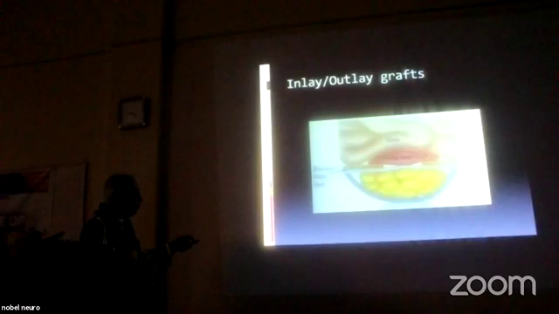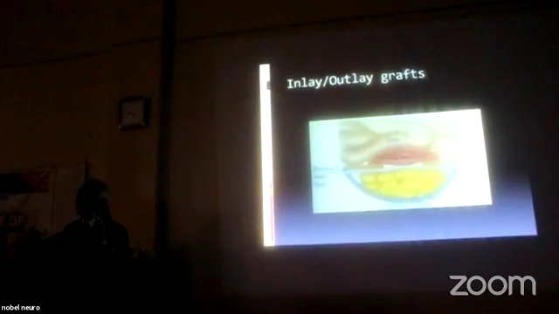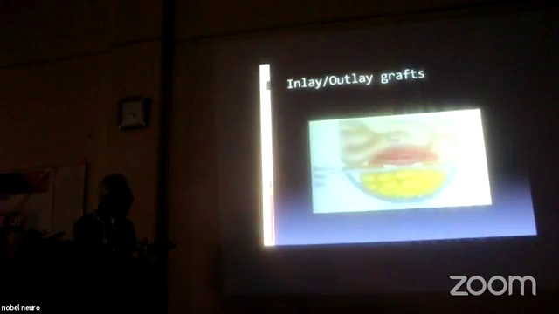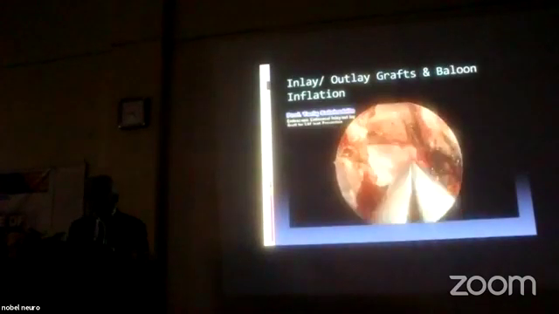Now, this is the diagrammatic picture of what we do. That is, you put an inlay graft here. They can be free grafts, like from the fascia lata, or from the cranium area, you can take that. I usually take a free graft from the fascia lata. This is the inlay, then the onlay, then the fat, and then you put the fibrin glue on top of that. And now you see how it looks.